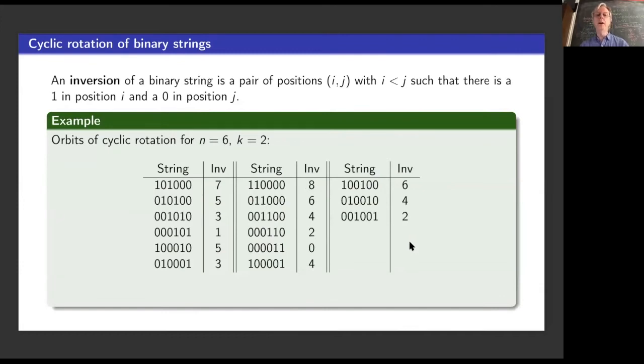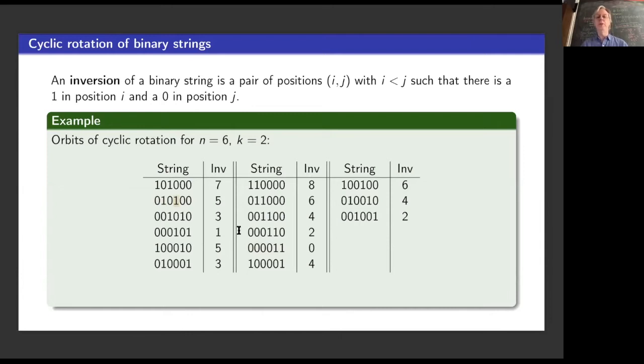But I'd like to define an inversion of a binary string as a pair of positions that are out of order. So if you look at the string 0, 0, 0, 1, 1, all the zeros come before all the ones. If you look at, say, this string here, can you guys see when I highlight? Then the first one is out of order with 3 things. The second one is out of order with 2 things. So there are 5 total inversions.